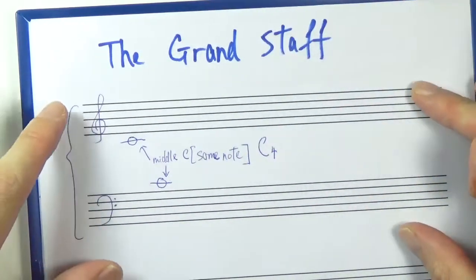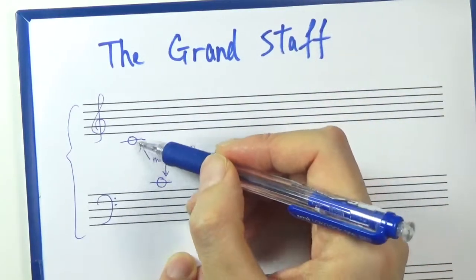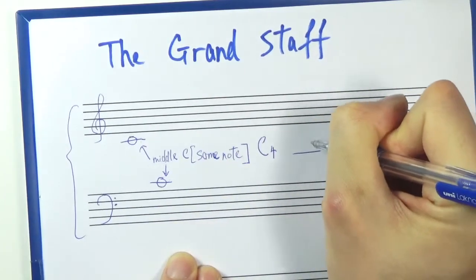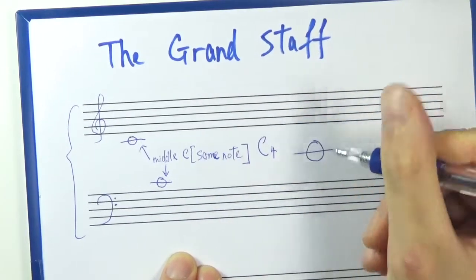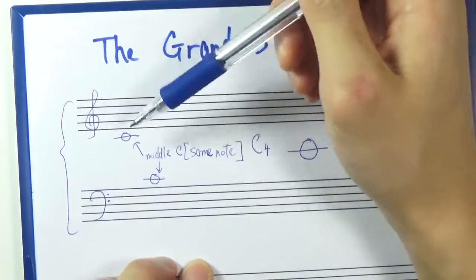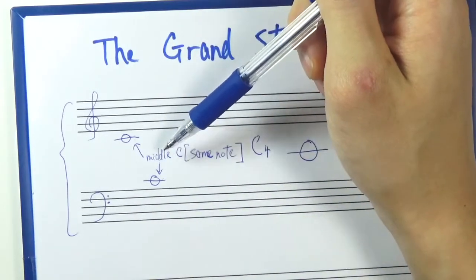So I'm using a really wide, ruled paper here, and these two notes are actually just the same note. I could have written it like this. And later on, we'll look at the topic of ledger lines, so we'll worry about ledger lines later. But for now, just accept that this note is actually exactly the same as this one. And it's the middle C.